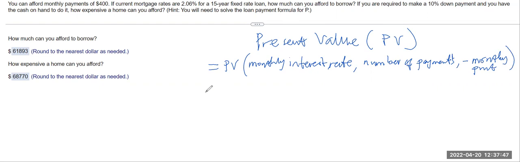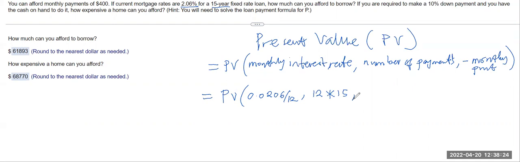So we have to use equal sign PV. Now, monthly interest rate. This is the APR, and the APR is for the year. So we're going to change the APR to a decimal. So this will give you 0.0206. And then you divide by 12 because you want the monthly interest rate, right? Now, number of payments. Since this is for 15 years, you have to do 12 by 15, right? Because there are 12 months in a year.